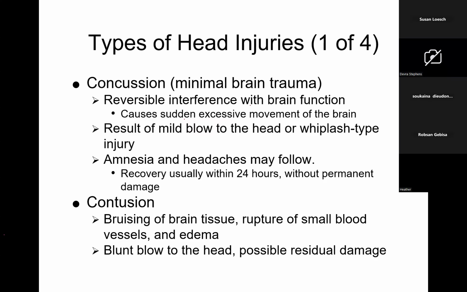A contusion. In a contusion, we have bruising of the brain tissue. We'll see rupture of small blood vessels and edema from the blow to the head. The possibility of residual damage depends on the force of the blow and how badly the tissue is injured.